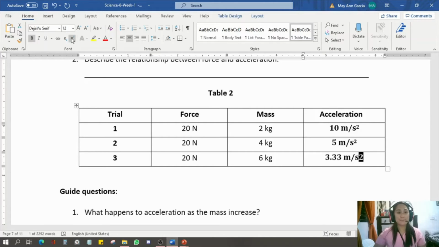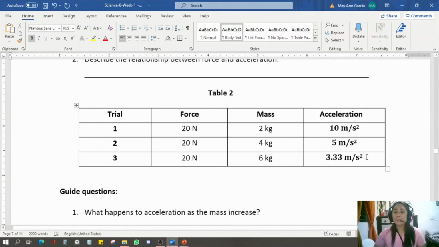And then, do not forget to write the units, ha? Actually, you can also use Newton per kilogram. That is just the same with meter per second squared. Pero since we are talking about acceleration, pinakasikat niya talagang unit will be meter per second squared. How do we convert Newton per kilogram to meter per second squared? That is one of the lessons that you will be taking in grade 10.